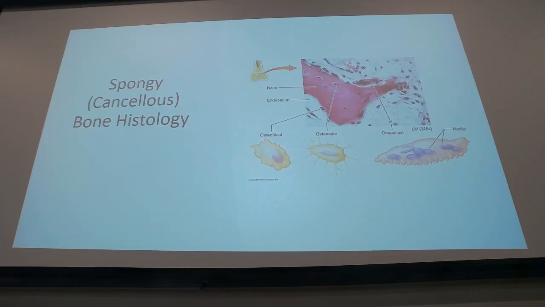And this is how spongy bone actually looks. This is the trabeculae, this is the endosteum, osteoblast, and osteoclast. Look how this osteoclast is very giant in comparison to these tiny ones. Multiple nuclei, this one only one. And then you have your osteoblast and your osteocytes.